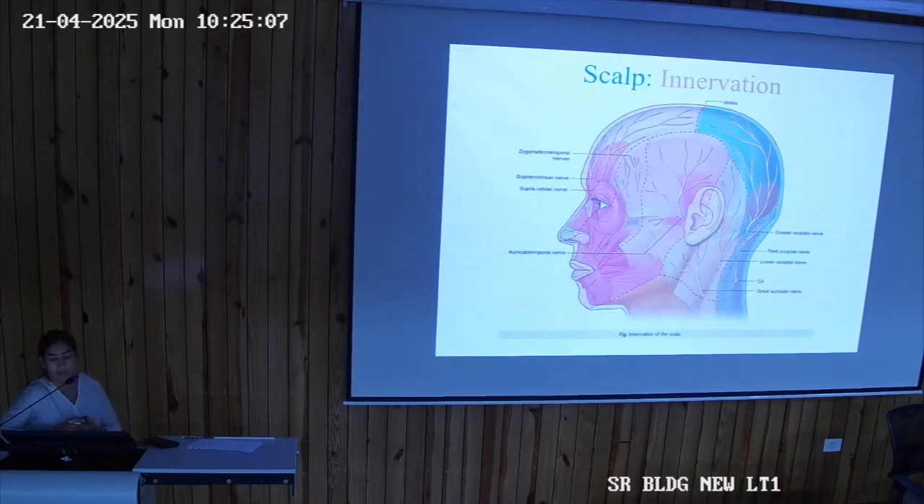Now next, coming to the innervation. The last two topics are innervation and lymphatics. If we can see this picture, there is a dotted division. This is the vertex. It is dividing the scalp into an anterior part and a posterior part. The anterior part, anterior to the vertex, is supplied by one nerve and this posterior region is supplied by the other nerve.